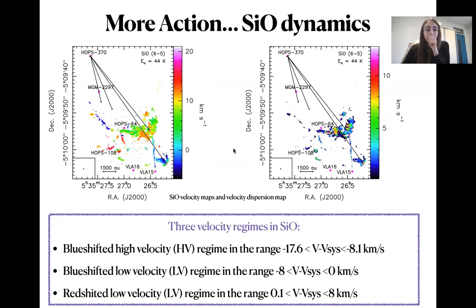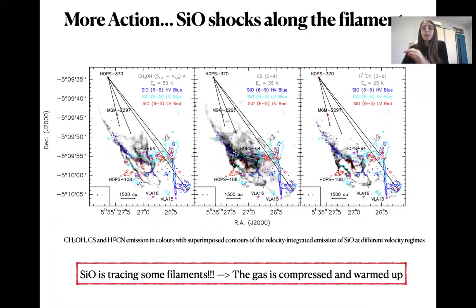What we have done is to overlap the integrated contours of the different velocity regimes in SiO. We overlapped them on the methanol, CS, and H13CN emission. And what we could see actually is SiO is tracing filaments. The high velocity blueshifted component is tracing this eastern region here and another filament in here, while at redshifted low velocity, we can see that SiO is actually even tracing this filament in here.